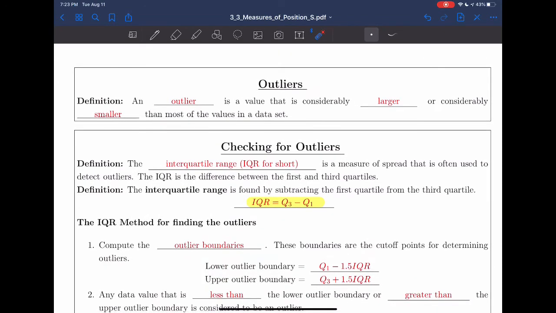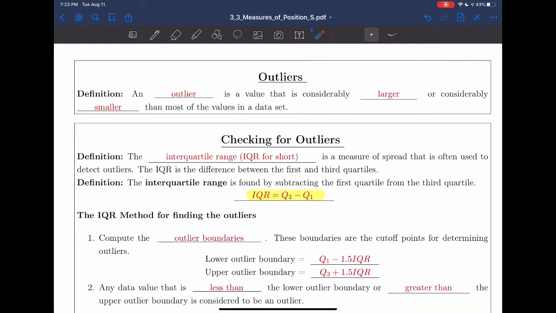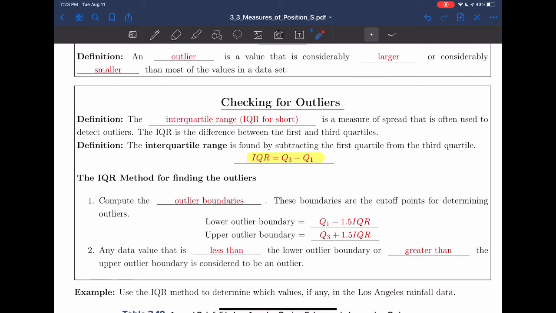And we need something called an interquartile range, or IQR for short. And this is another measure of spread. To compute your IQR, you need to find the difference between your first and third quartile. So here, your IQR is just your quartile 3 minus your quartile 1. And then once you've computed this, you want to compute something called outlier boundaries. So these boundaries are your cutoff points to determine whether or not values are outliers.